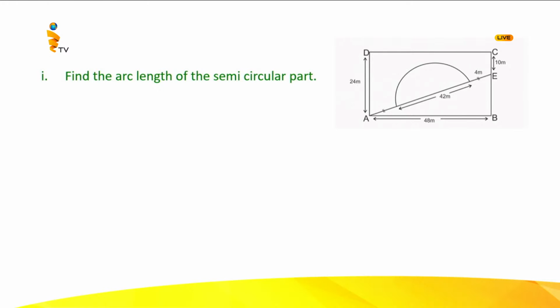Now let us substitute the values and find the arc length. 180 over 360 times 2 pi r. 180 over 360 means half, times 2. I have substituted 22 over 7 instead of pi, and the radius is 21. So when I simplify this expression, I will get the arc length of the semicircle as 66 meters.